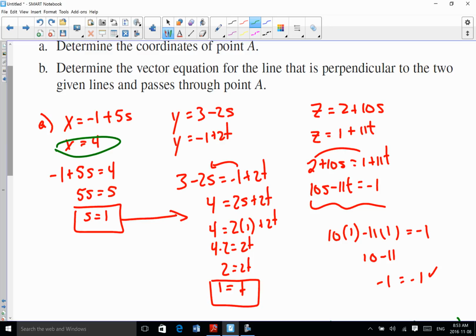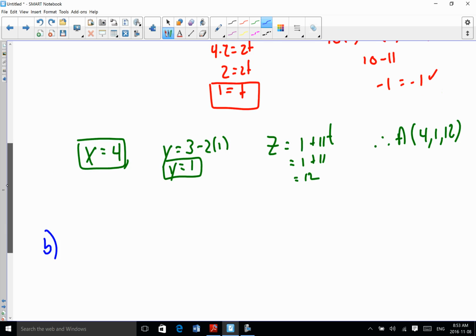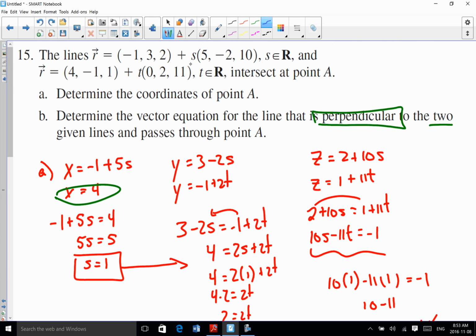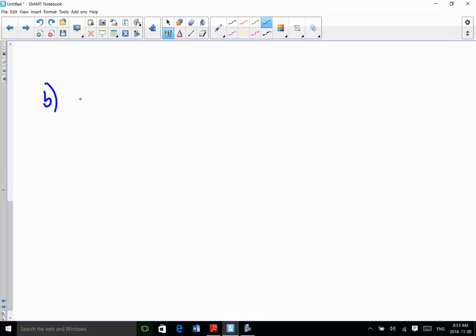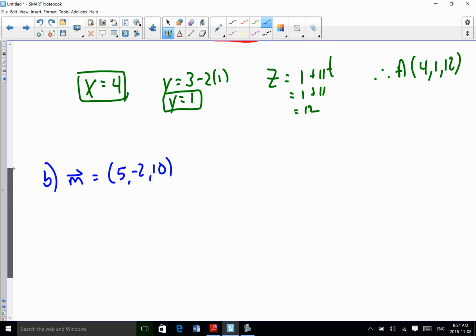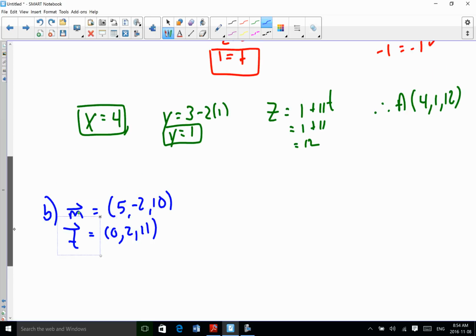Okay, in part B, determine the vector equation for the line that's perpendicular to the two given lines and passes through A. So perpendicular to both, that's back to our cross product idea. So for doing part B, we want to find the normal. So we need the cross product of (5, -2, 10), and let's write that down. 5, -2, and 10. That's what one of our directions was. The other one was (0, 2, 11). And I want the vector equation perpendicular to both.